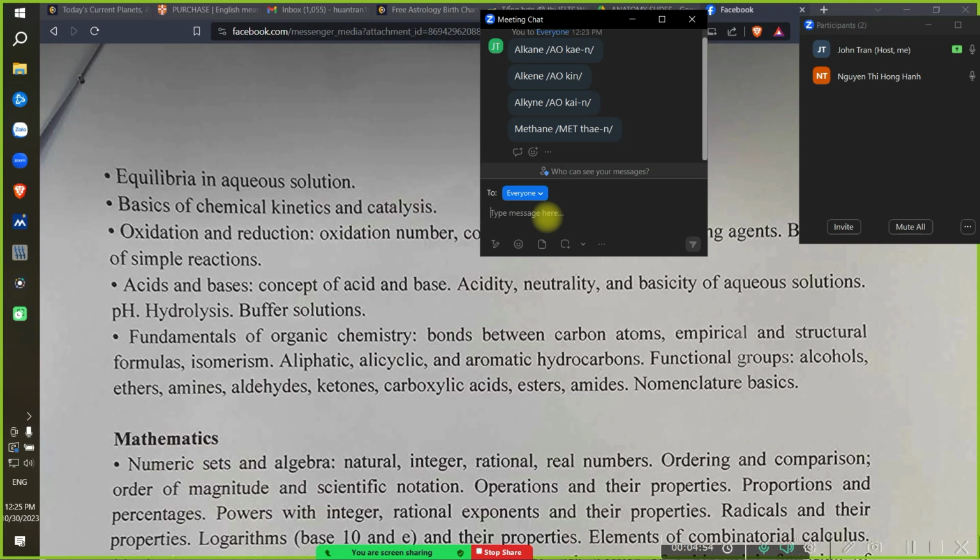We also need to memorize some basic compounds of alkane. For example, we have methane, ethane, propane, butane, pentane, hexane, heptane, octane, nonane, and decane. So there are 10 basic compounds that we need to memorize.